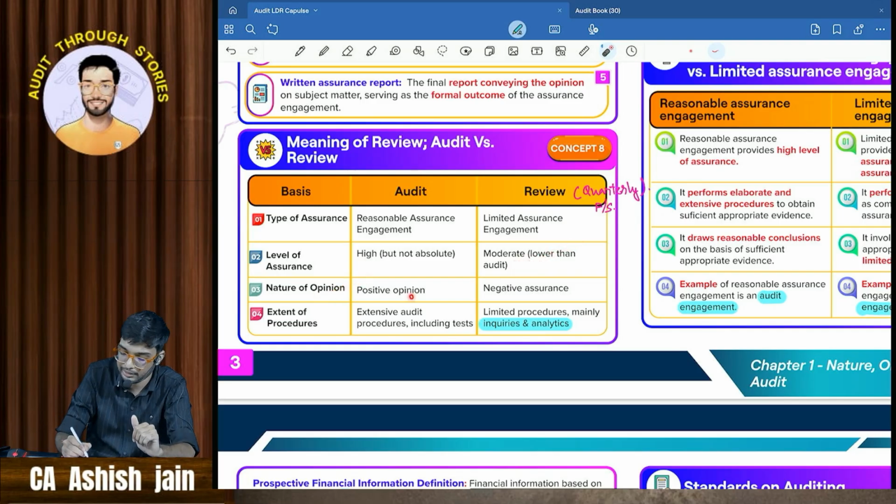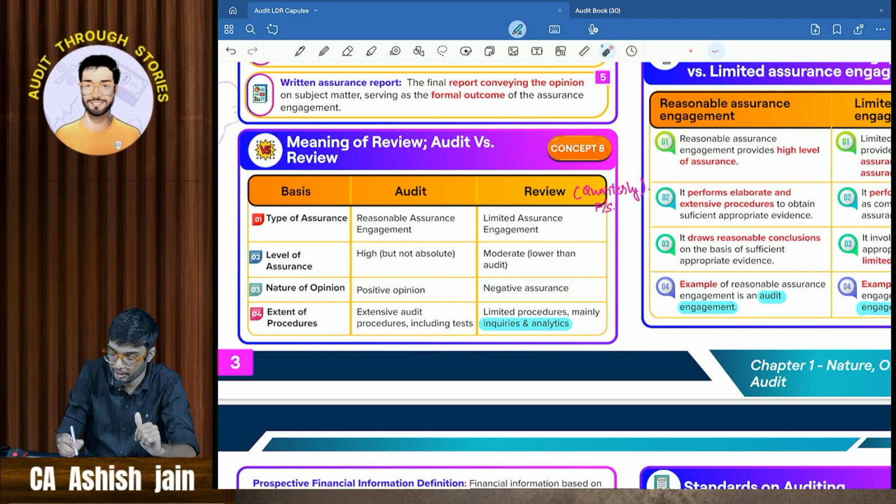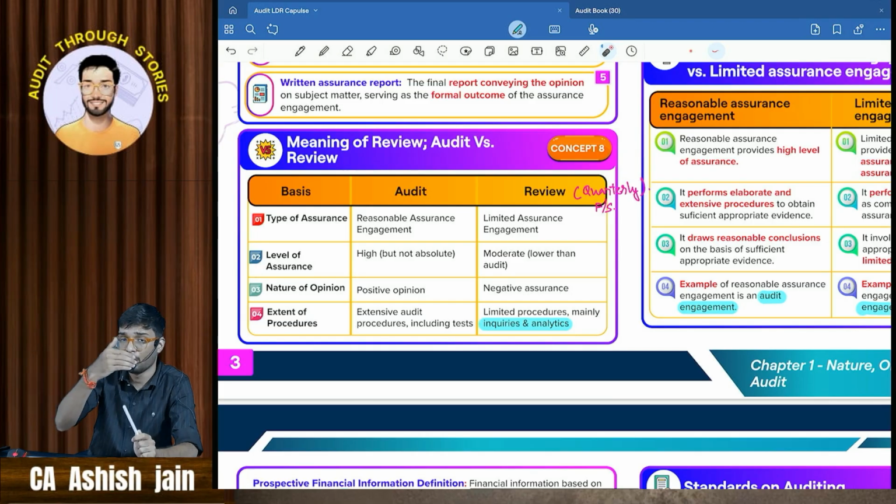Nature of opinion: in audit, a positive opinion is given, whereas in review, negative assurance is given. I'll show you how a negative review report is prepared, and I'll give you that particular line that has to be placed while giving a review report.